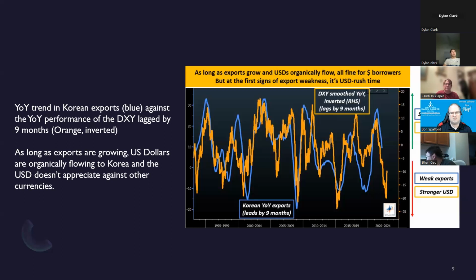But if the trade growth music stops, our blue line down in Korea there, the US dollar often rapidly appreciates, our orange line, a few quarters later. So we're already starting to see that happen. What that means, we'll get to that later. But why does that happen?